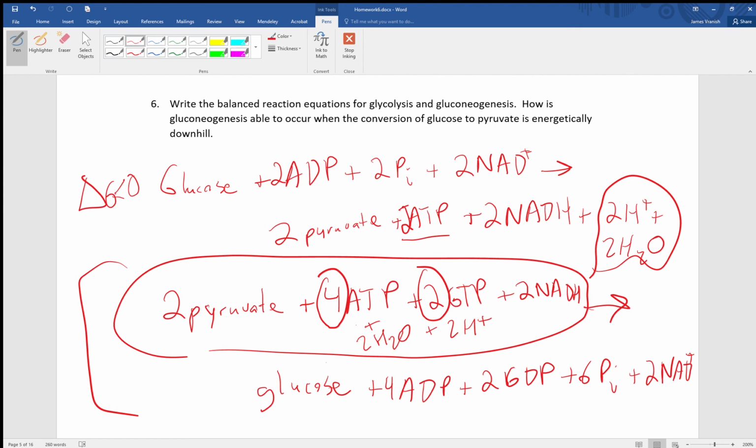And this is also part of the reason why opposing pathways in metabolism have to be different, because both of the opposing pathways have to be thermodynamically downhill, and that's not possible unless you add extra energy into one of the two pathways. And that's it for number 6.